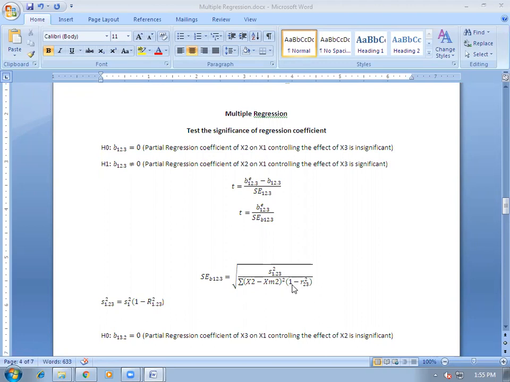If it is 1, then this value will be 1 minus 1, 0, and there will be 0 in denominator, and so standard error will be infinite, and this value of t will be 0 because here standard error is in denominator. And in denominator, it will be infinity, then value of t will be 0. If t will be 0, then regression coefficient will be insignificant. Even though it will be significant, but if there is multicollinearity, then results will be that regression coefficient is insignificant.